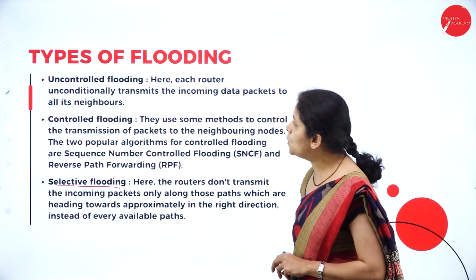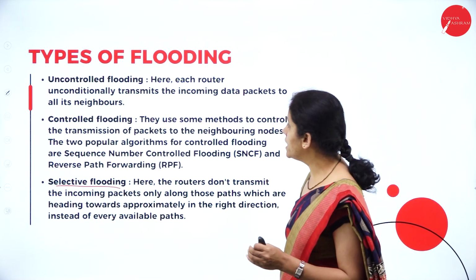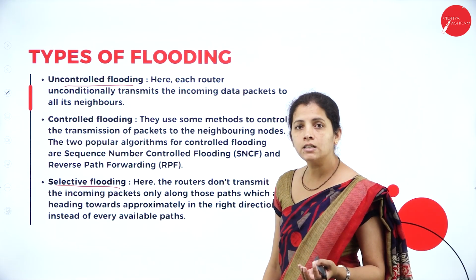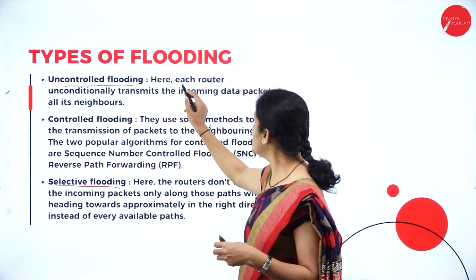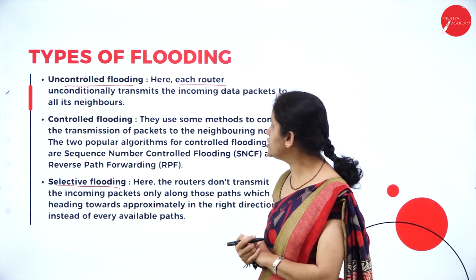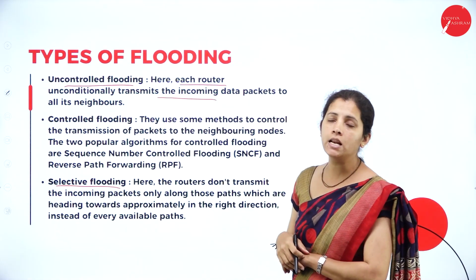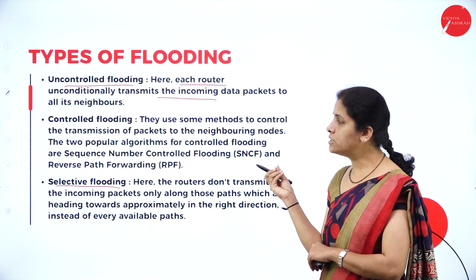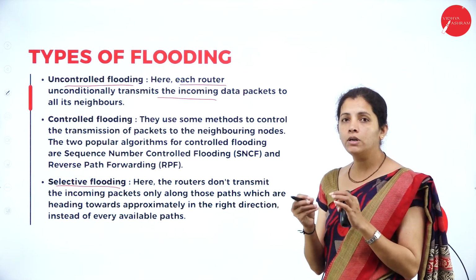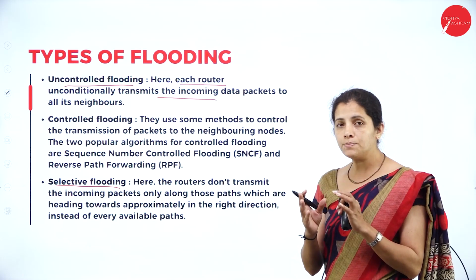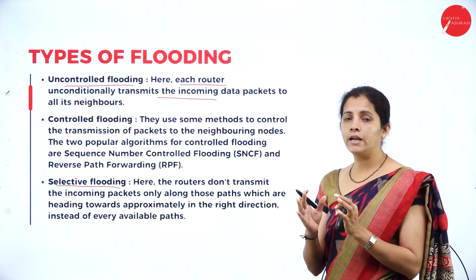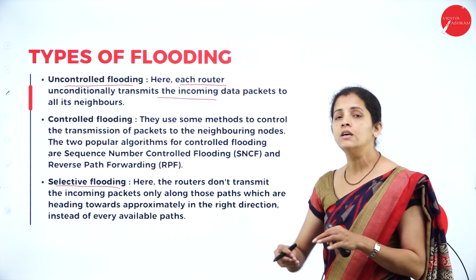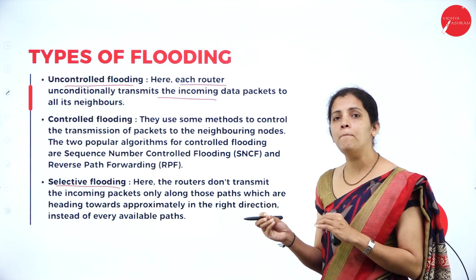So what is controlled? Before that, let me explain uncontrolled flooding. That is unconditional transfer of packets. Each router unconditionally transmits the incoming packet to its neighbors. In unconditional flooding, each router is responsible for transmitting the data packet to its neighbors unconditionally. So there is no condition. Simply they are going to forward the packet.